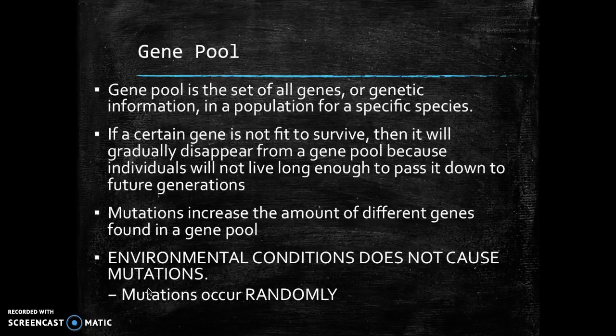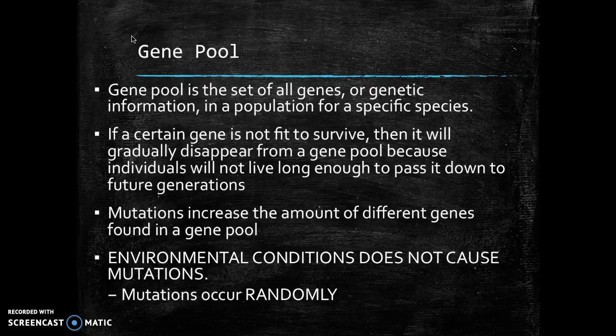And the basis that we see all this in is just this idea of a gene pool, right? The gene pool is essentially, it's not actually a pool, but it is the set of all genes that are possible within a population. So example again, we have the white rabbit and the tan rabbit. If we live in a snowy population, we have both types. If a certain gene is not fit to survive, it will gradually disappear from the gene pool.